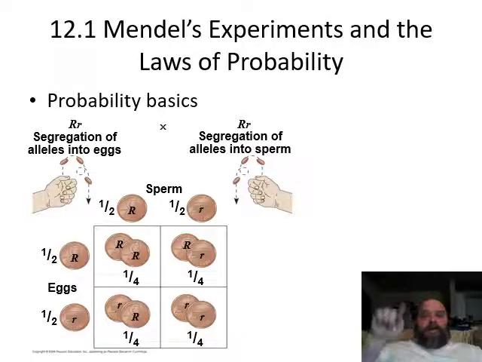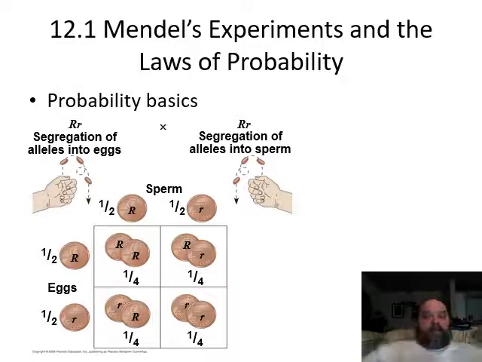You set up the square. If you're only doing one gene, it's 50-50, so you have two. Big R, little r. Big R heads, little r tails. So you're going to have two probable outcomes across the top, two probable outcomes down the side. Then you just fill in the columns and you fill in the rows.